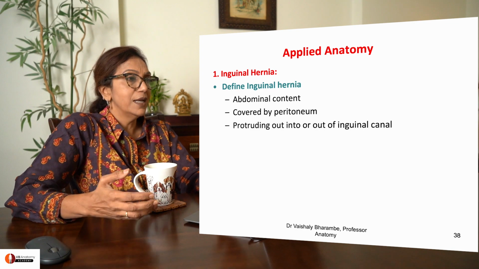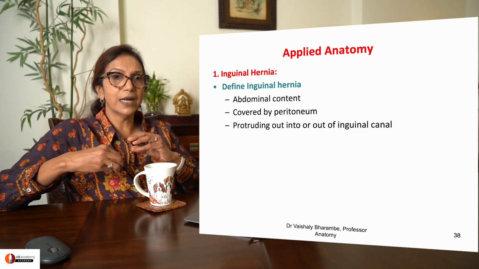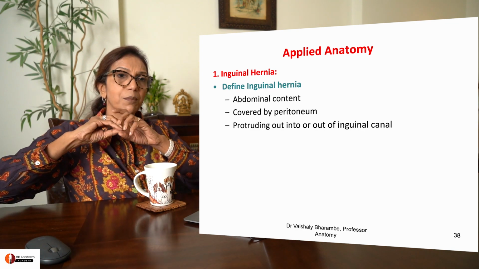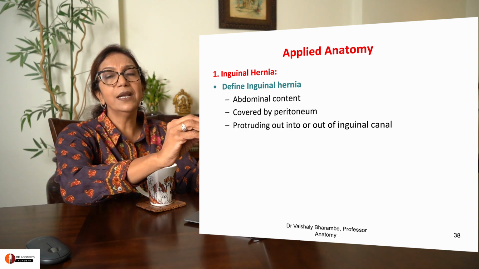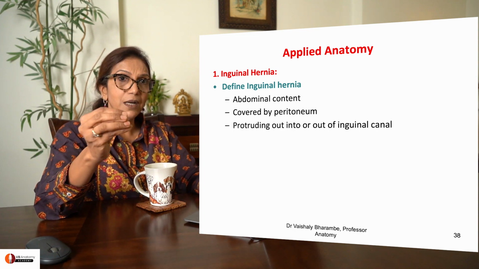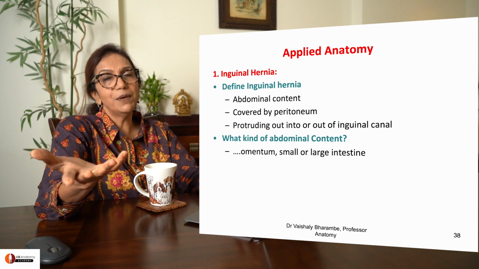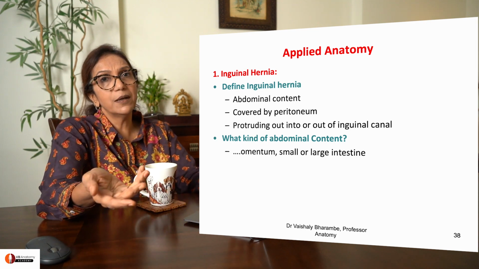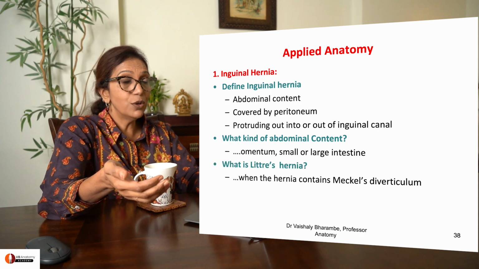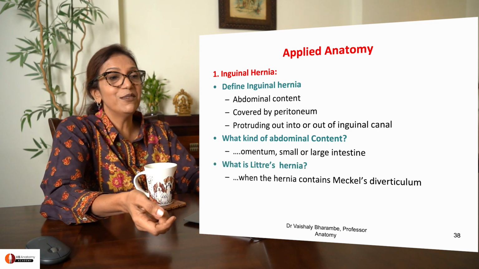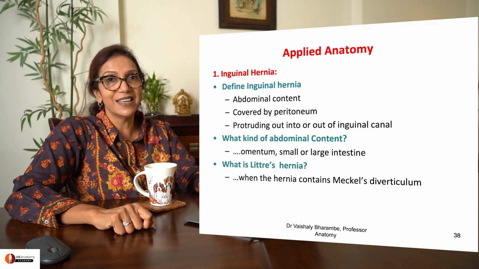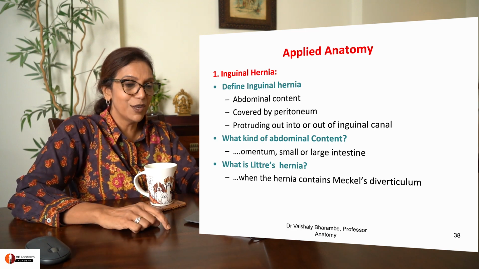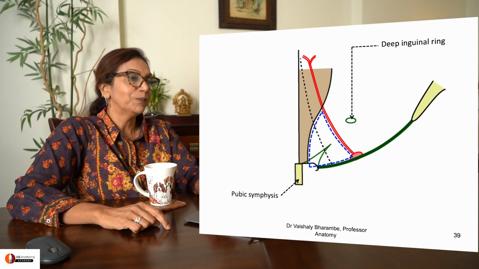Inguinal hernia is a condition where abdominal content covered by peritoneum passes into the inguinal canal. This is inguinal hernia. What kind of abdominal content can it be? It can be intestine, it can be omentum, anything. It can also be Meckel's diverticulum, in which case it's called as Littre's hernia. Comes as an MCQ very often, please remember this.